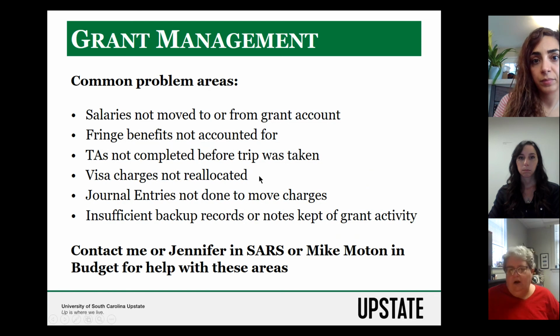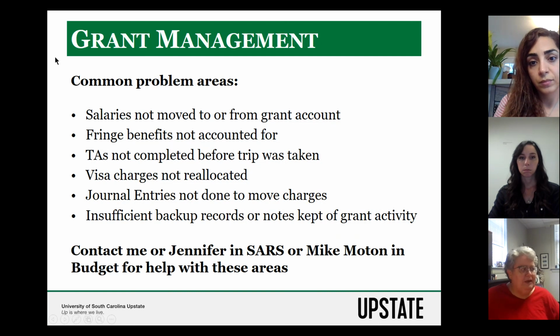Somebody bought something on a purchasing card and didn't reallocate it to the grant account. So those things, you know, if we find it in a timely fashion, we can move it and charge it to the grant. So that, again, that's why we're sending those statements out. Journal entries not done to make changes, and then not keeping enough backup records. We need to justify the things that we are charging to a grant. We need to justify why we are charging them, how they relate to the project. So you want to have, you know, in your emails, you want to explain why we're doing what we're doing.